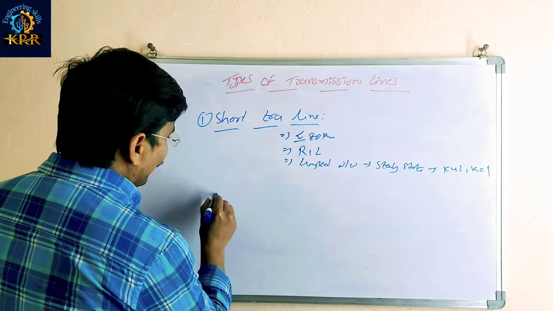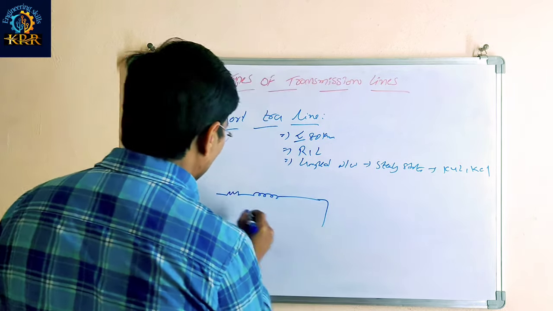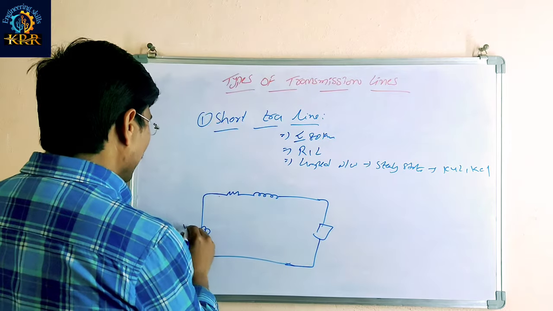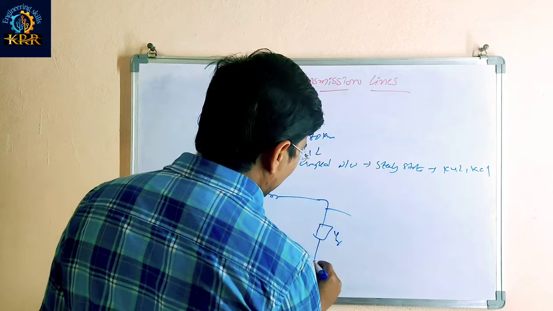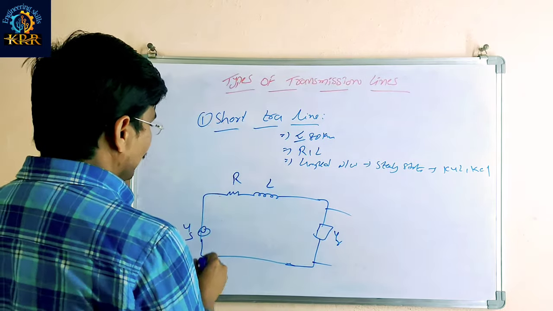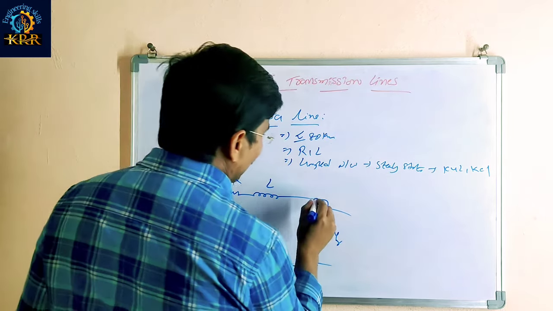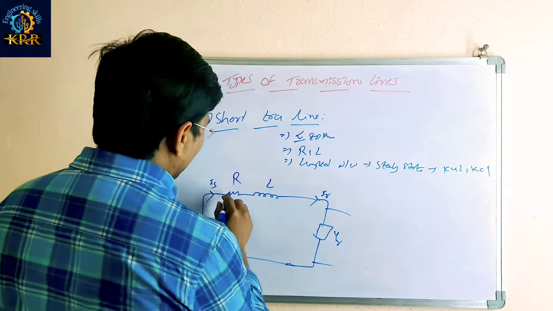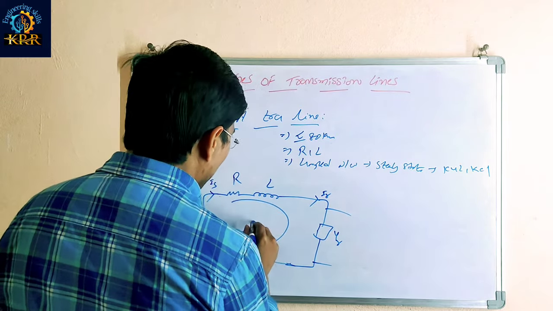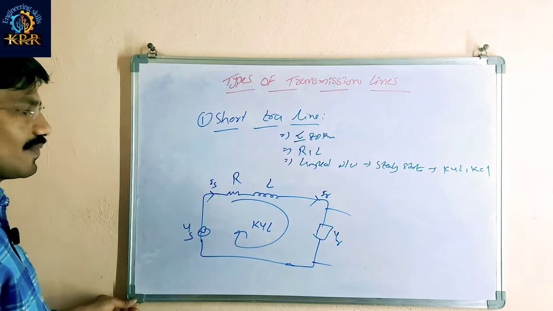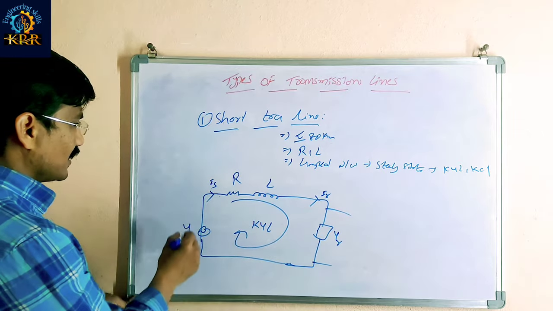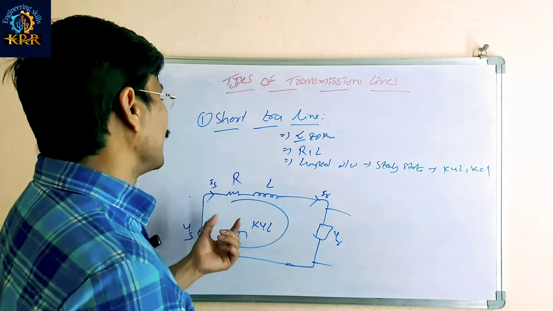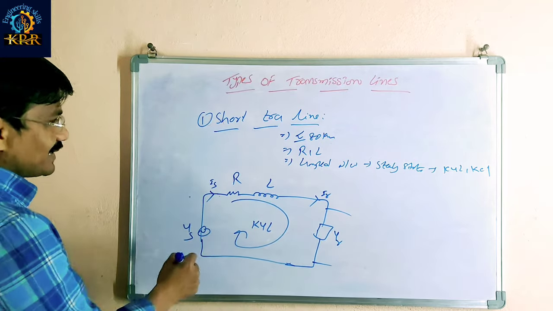How does the short transmission line work? This is the sending end voltage. This is the receiving end voltage. This is the resistance. This is the inductance. This is called the sending end current. This current is called the receiving end current. These are the resistor and inductor. We can apply Kirchhoff's voltage law. With the help of Kirchhoff's voltage law, we can calculate these unknown things, using known values and transmission line constants, and with the help of KCL.